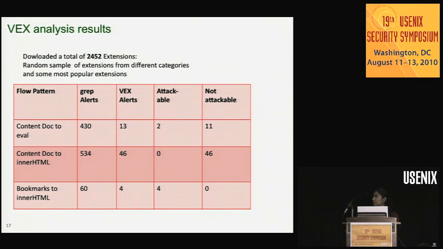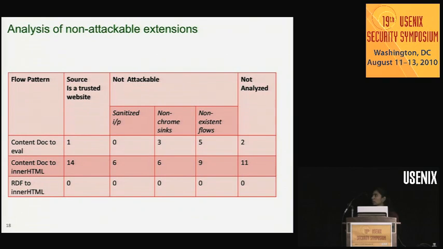The rest of the extensions were not attackable, and this is our analysis of why. The first set of extensions were taking content from a trusted page like Facebook or Twitter and so on. So these are in fact attackable, if the content page is somehow attacked or spoofed.